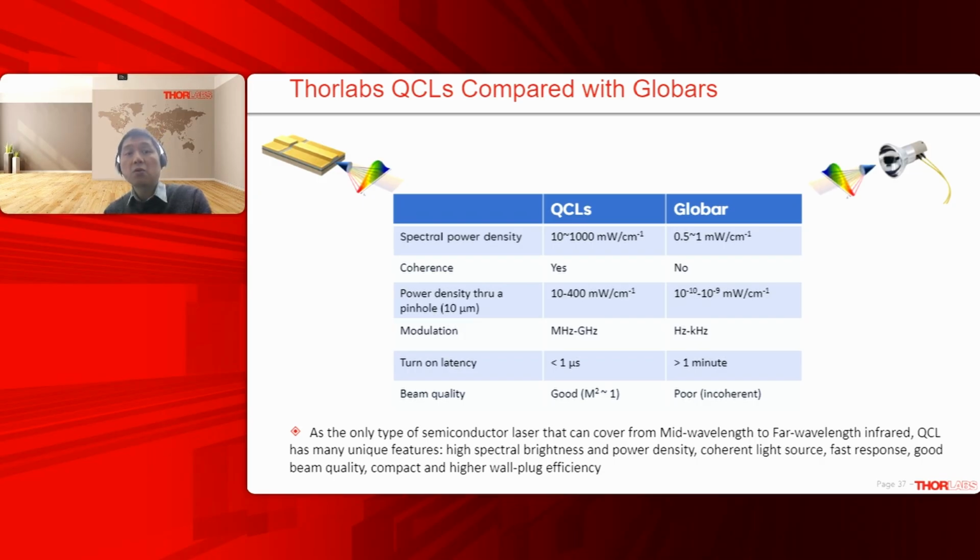Second, also because QCL is a laser source, the emission is coherent. That means it has very good beam quality, and the beam can be focused to a very small spot. If we compare the highest power density one can get through a small pinhole, QCL has 10 to 12 orders of magnitude higher power density than the globar. Moreover, QCL can be modulated fast, with very fast response and very little turn-on latency. These features make QCL an ideal light source for high-performance spectroscopy.